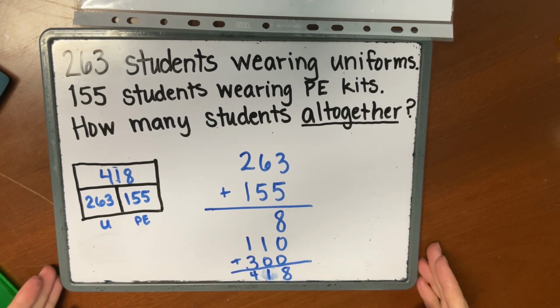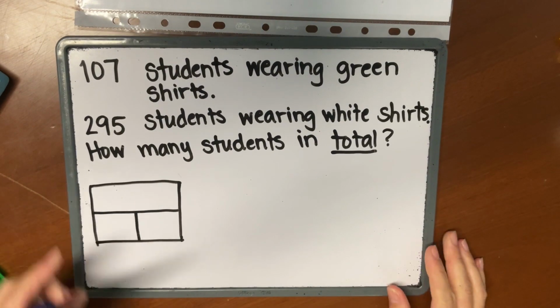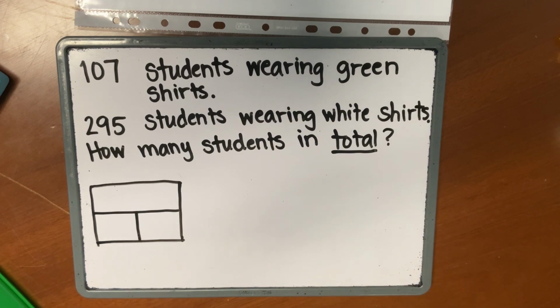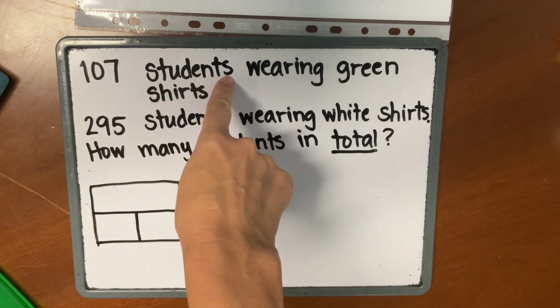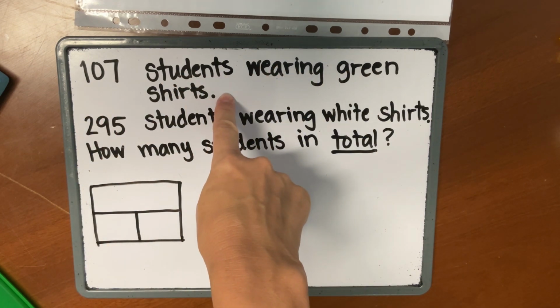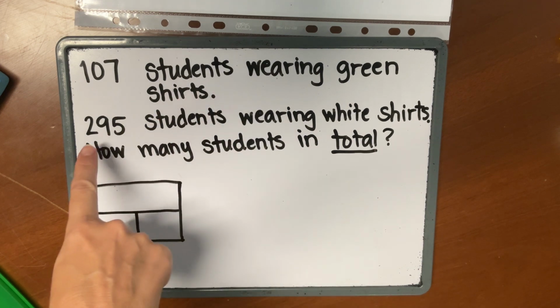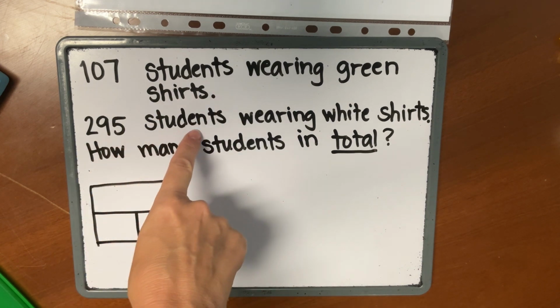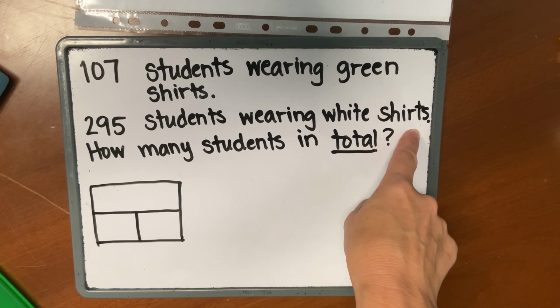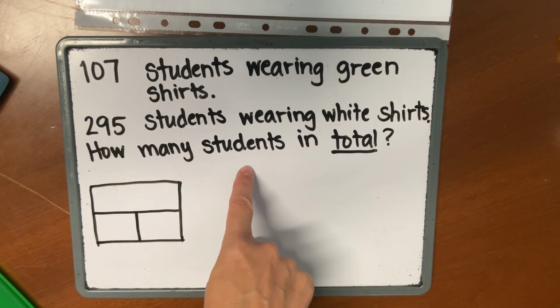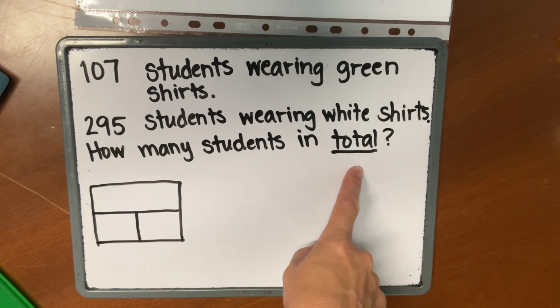Okay, let's try another one. This time, the teacher saw some middle school students and some high school students. They saw 107 students wearing green shirts. Those were the middle school students. And they saw 295 students wearing white shirts. Those were the high school students. How many students did those teachers see in total?